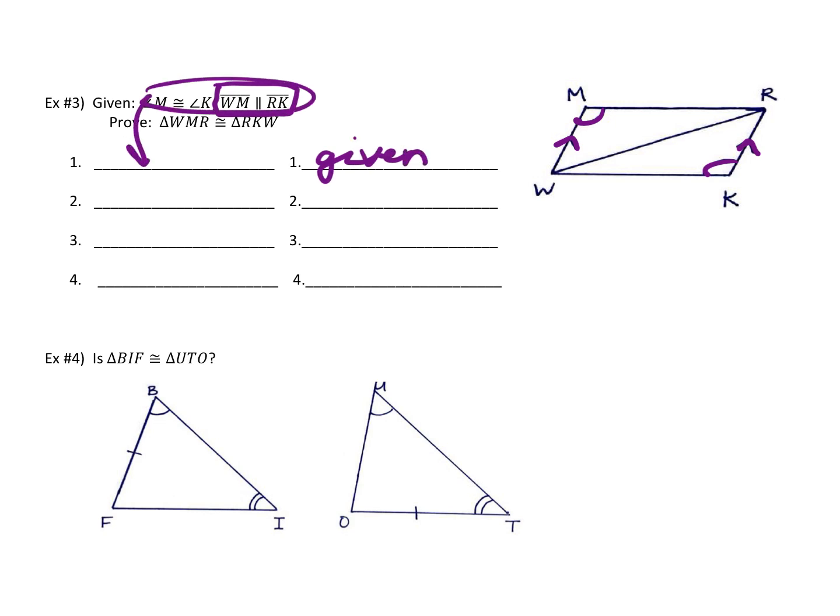So all of this goes here. Your last step is going to be what they're asking you to prove. Triangle WMR congruent to triangle RKW. That's the end goal. That's where we want to get in this setup, okay?